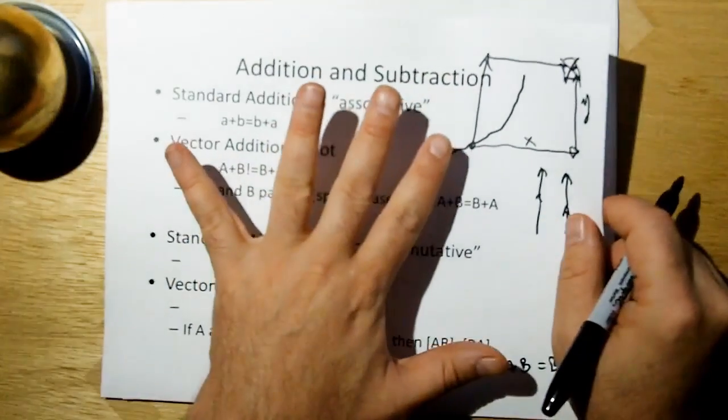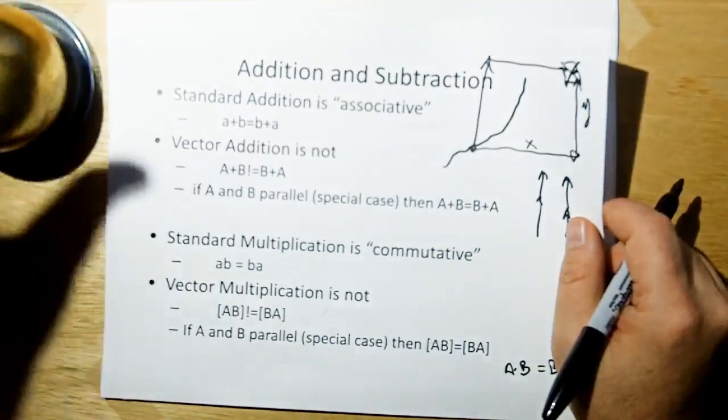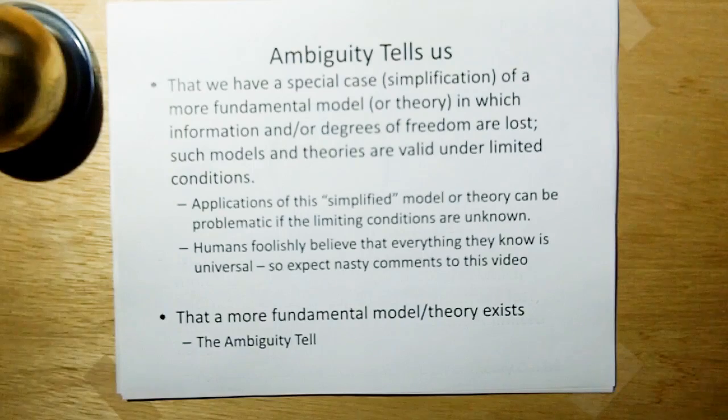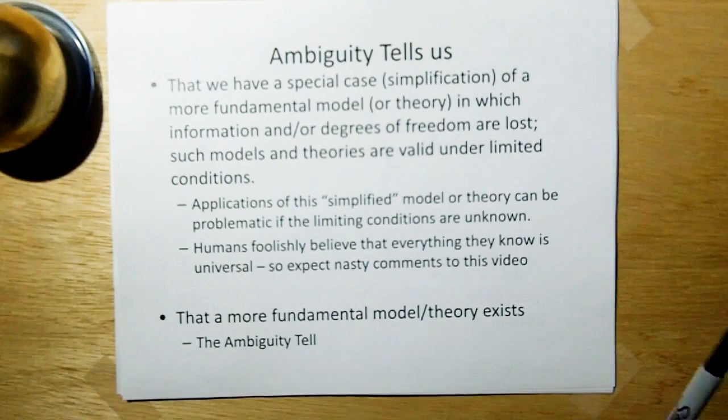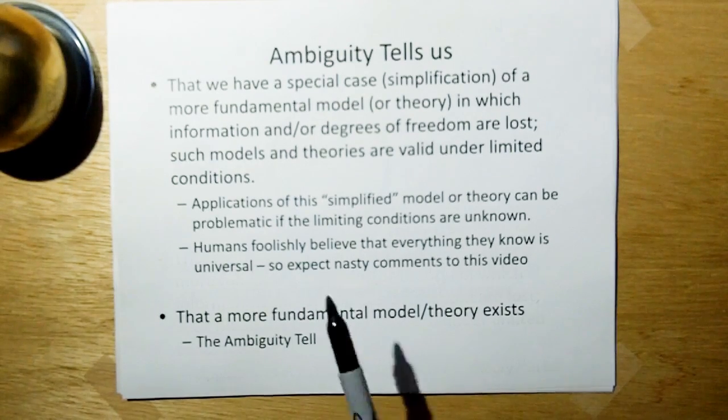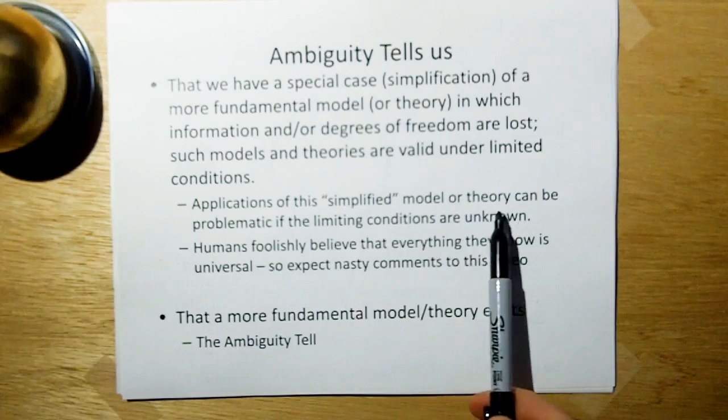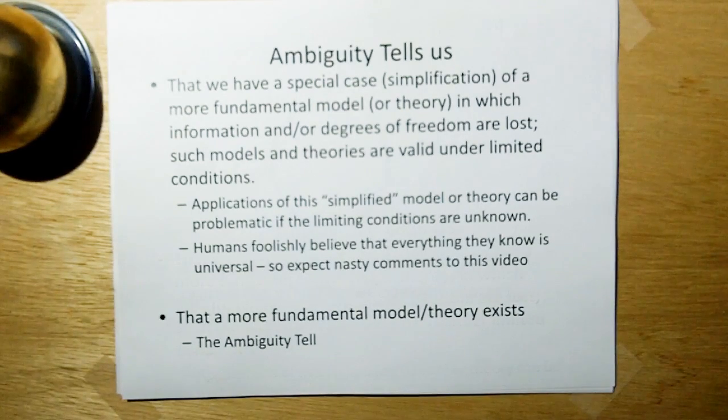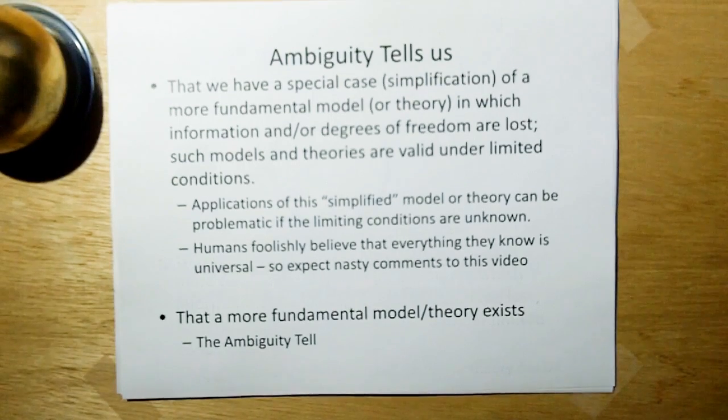And that's my opinion. That's not a scientifically accepted thing out there, but one day it will be. So ambiguity teaches us that we have a special case or simplification of a more fundamental model or theory in which information or degrees of freedom are lost. Such models and theories are valid under limited conditions. And applications of the simplified model or theory can be problematic if the limiting conditions are not known, because we don't know what the underlying fundamental model or theory is, and that's my explanation of Faraday's law, or Faraday's model.